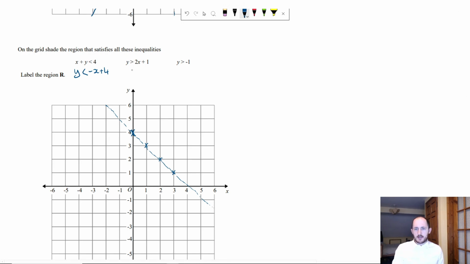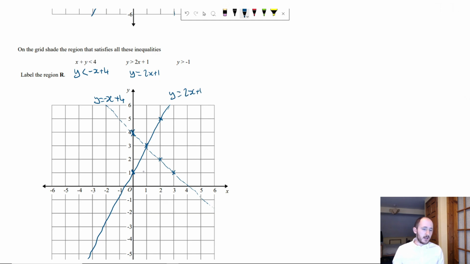So actually, let's label that line. y is equal to 4 minus x. Next, I'm going to change that to y is greater than 2x plus 1, so we're just going to plot 2x plus 1. So plus 1, that would be here. And then the 2x means for every 1 you go to the right, you're going 2 up. So if you look, they actually overlap ever so slightly. So let's draw a straight line going through these. Yeah, that's good enough. And that's y is equal to 2x plus 1.